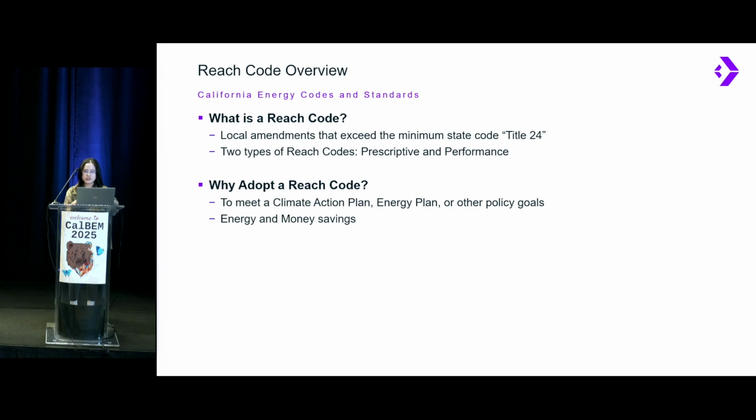They can also serve as powerful tools. Here I have listed climate action plan, energy plan, and policy goals. This can be done by ensuring that new development is built to higher performance standards from the start. In the long run, these higher standards not only deliver immediate cost savings, but also create compounding benefits for the communities through lower energy bills, as well as more resilient building design.